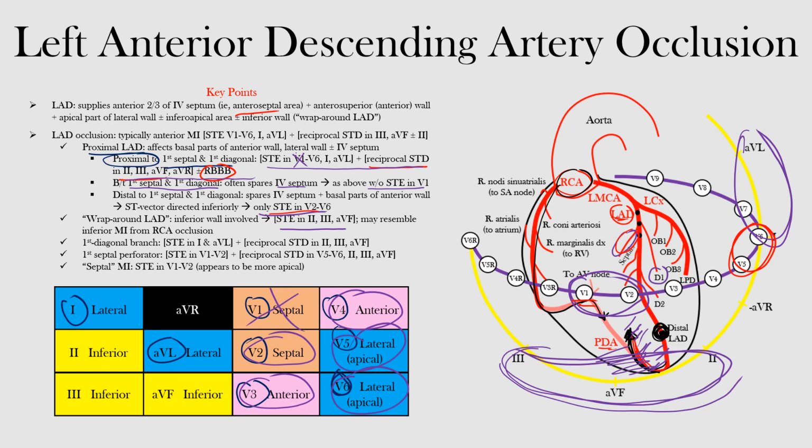Now, as we mentioned, cardiac MRI has been showing that what we used to consider a septal infarct with ST elevation in V1 and V2 actually appears to involve more of the apical region as well. So there's some controversy on that today. Well, that's the end of this lecture. We discussed left anterior descending coronary artery occlusion, including the regions of the heart potentially affected and their corresponding EKG features. I hope you learned something.